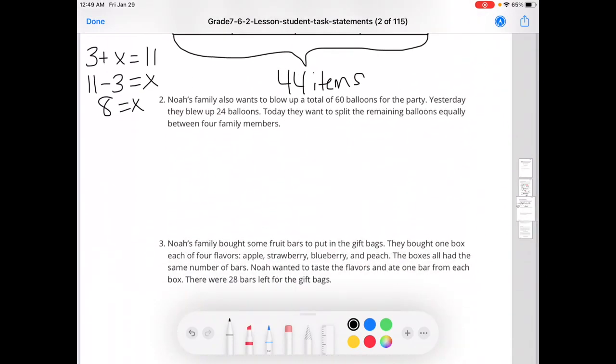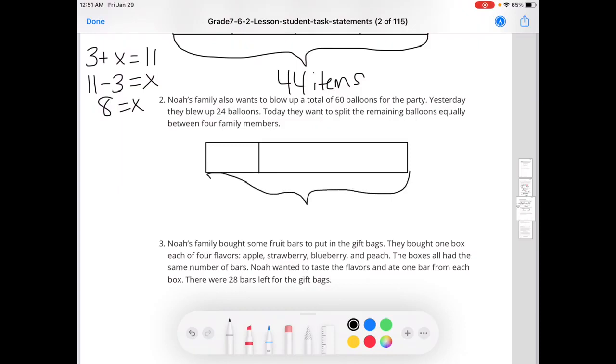On number 2, Noah's family also wants to blow up a total of 60 balloons for the party. Yesterday they blew up 24 balloons. Today they want to split the remaining balloons equally between 4 family members. So yesterday's amount plus what they do today all has to equal 60 balloons. Messed up there. So yesterday there was 24 balloons blown up. And then I know the remaining balloons were split between 4 family members. So now I need to have 4 equal sections.